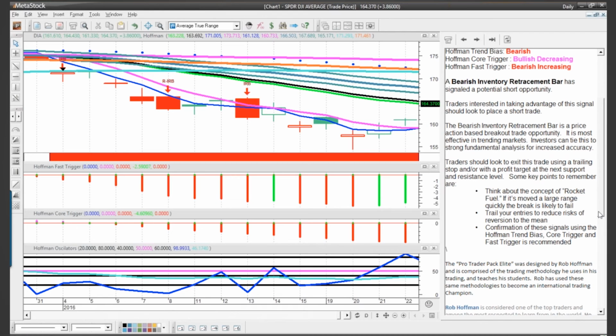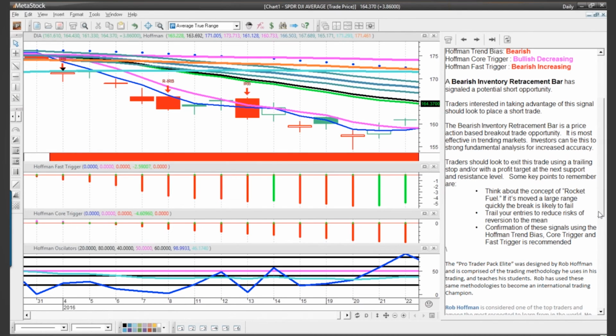So as you're learning and going through the classes that Rob's going to teach, as you're learning the methodologies, we do our best to help you remember those core concepts that you're going to learn. The other thing that I really like in Metastock, and I use it all the time, is the scanning functionality.